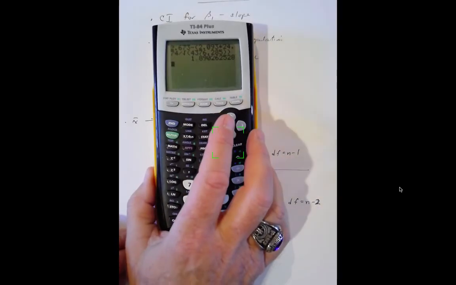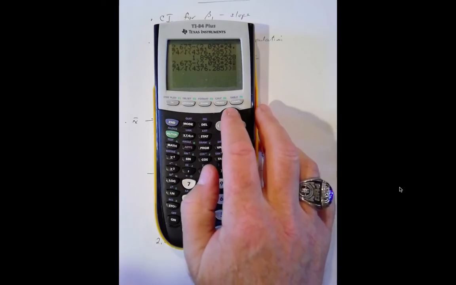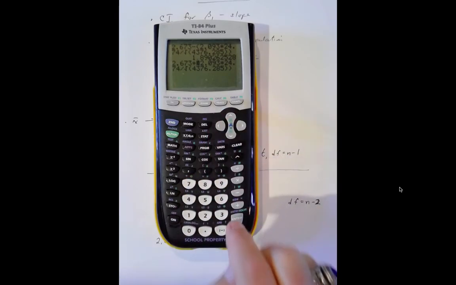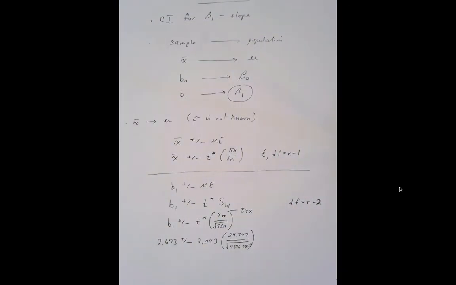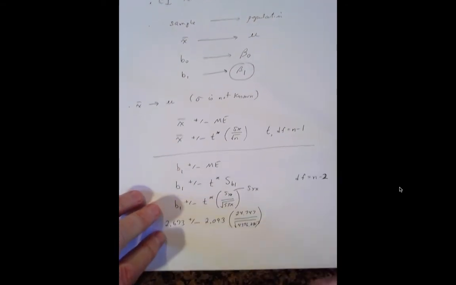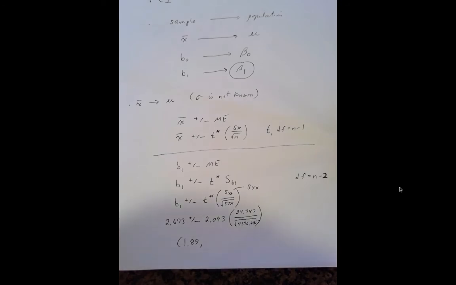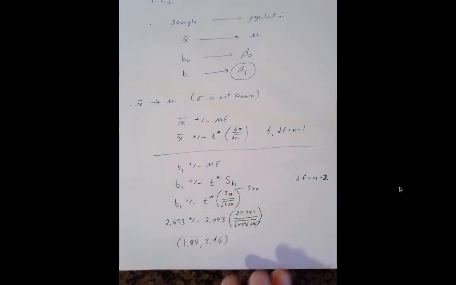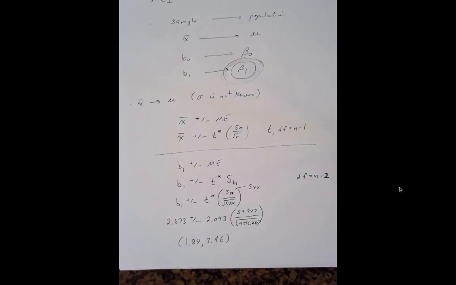Yeah, I think they got a little bit better. Then I'm going to go with second entry, and all I'm going to do is come up and change this negative to a plus. So my confidence interval ranges from 1.89 to 3.46. Now, what does that tell me? It tells me it's a 0.95 probability that that interval contains what I'm looking for, beta 1.